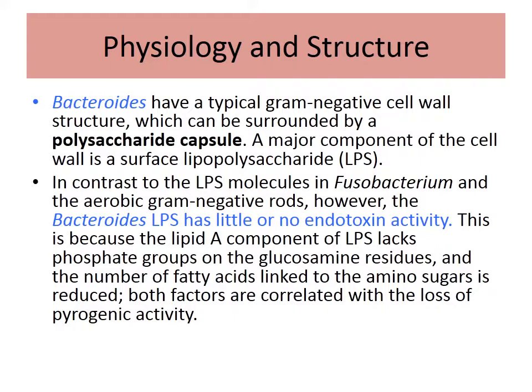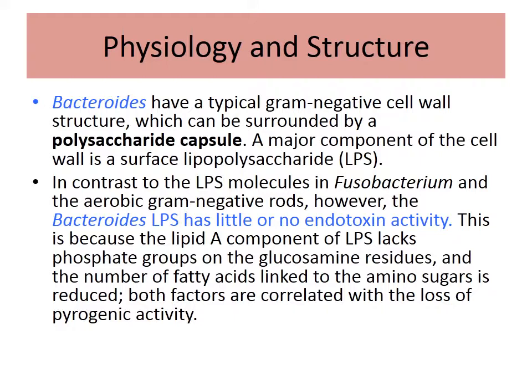Though it does have an LPS, if you pay attention to the three structures of the LPS, one of them basically renders that endotoxin activity weak, especially the lipid A component, because it lacks a phosphate group on glucosamine residues. So this is important for us to know in terms of structure.